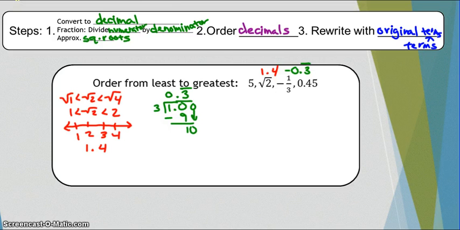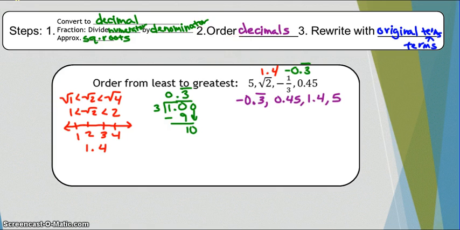Their next step is to order the decimals. We're going from least to greatest. Our smallest here is negative 0 and 3 tenths repeating because it's a negative. It's our only negative. Then we have 0 and 45 hundredths. Then 1 and 4 tenths. And then 5. This one's really easy because a negative is going to be your smallest, then 0 and something, and then 1 and 4 tenths because it's 1, and then 5.